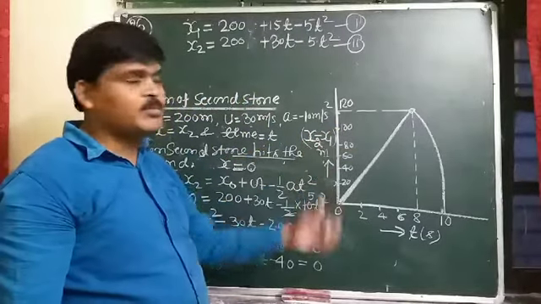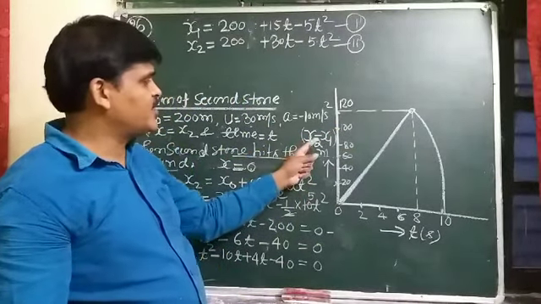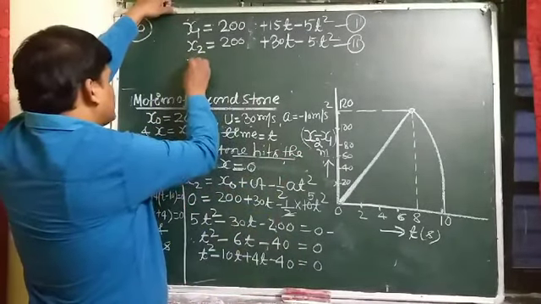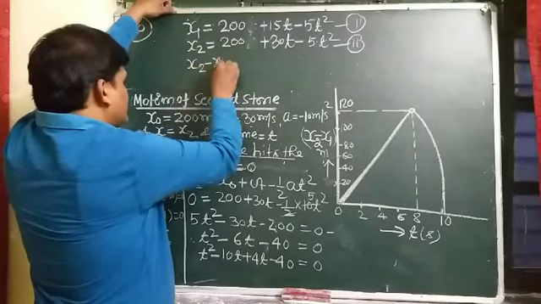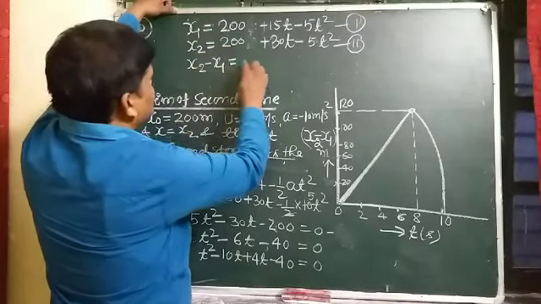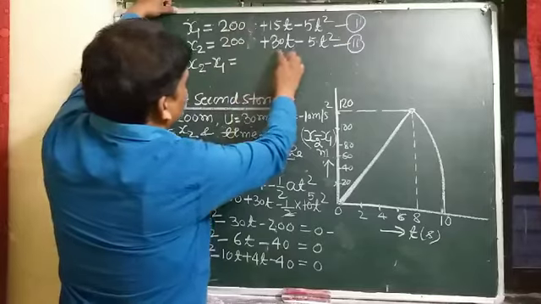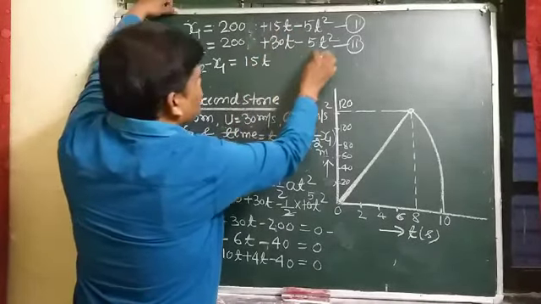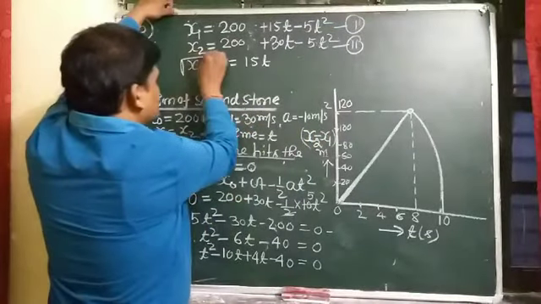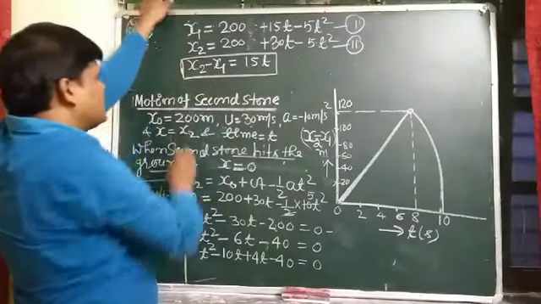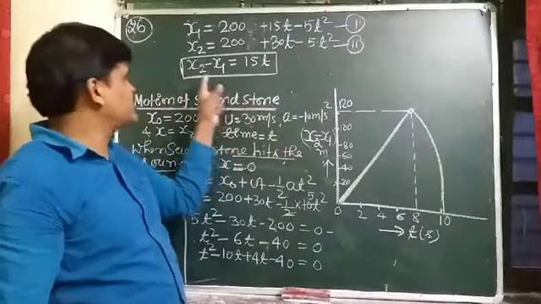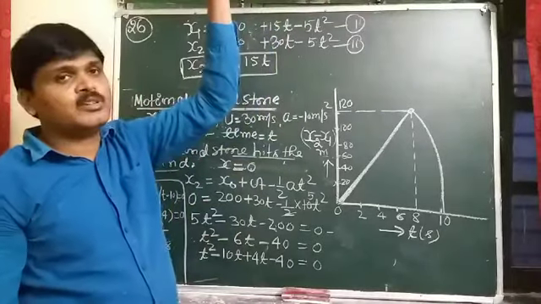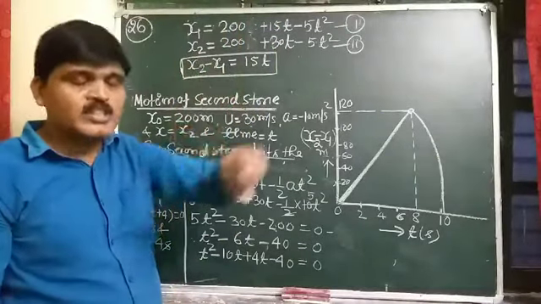Now we have to find the relative position of second stone with respect to what? First stone. So if we take x2 minus x1, that is what? This will be cancelled out, and this will be 30 minus 15, that is what? 15t, and student, this will also cancel out. So this is the relative separation of second stone with respect to first stone, when first stone is thrown in upward direction and second stone thrown in upward direction.